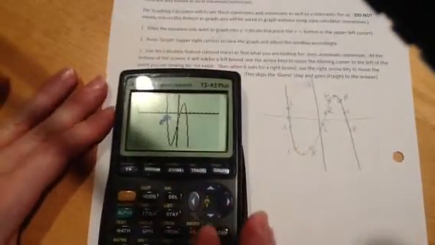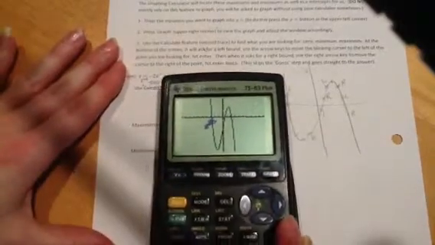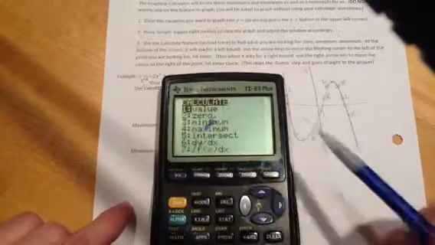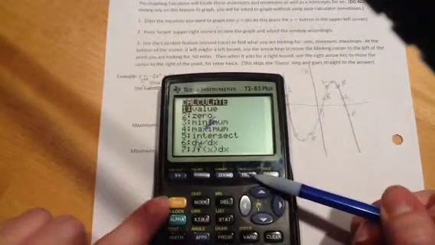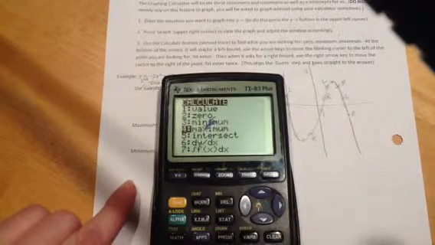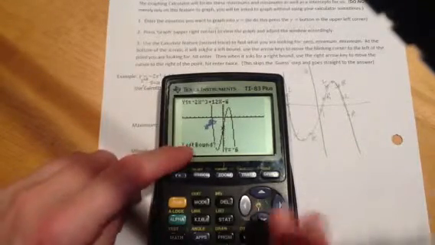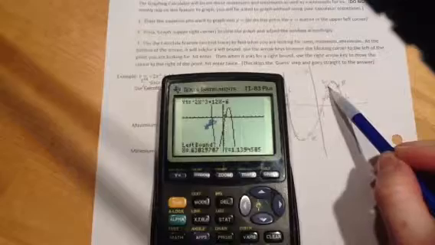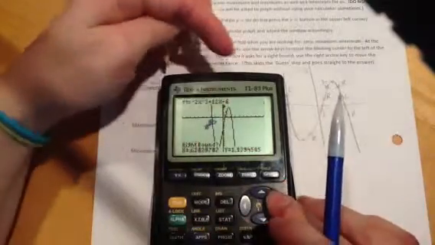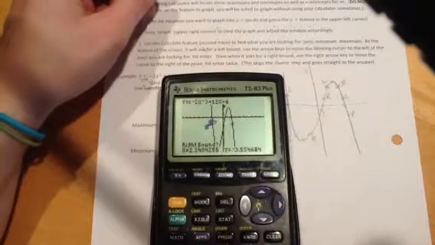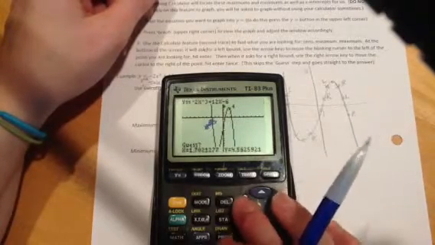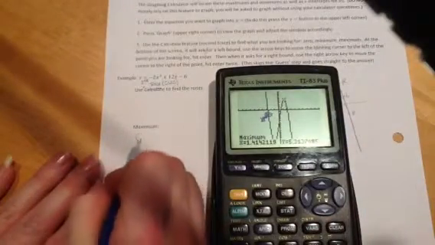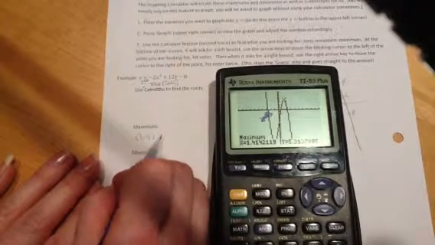So let's just go through the steps for finding these. Let's find this maximum first. So I'm going to go second calc, which is right here. That's the second feature for the trace button. And I want to find the maximum, so I arrow down and hit enter. And then it asks me left bound. So remember, the little cursor needs to be on the left side. And I hit enter. And then right, so I need to arrow my little cursor over to the right and hit enter. And then guess, I want to get close to it and hit enter a third time. That's going to give me an ordered pair. So my maximum is 1.41, 5.32.